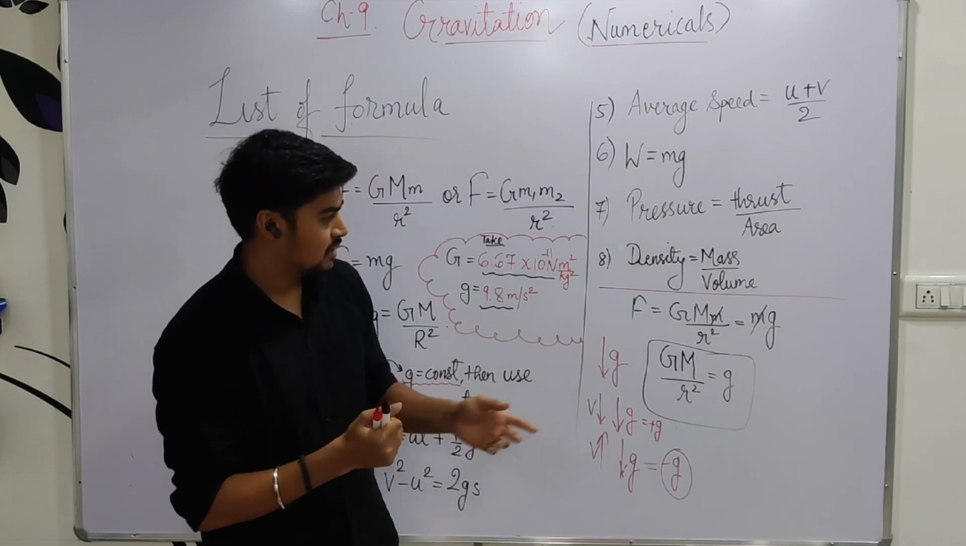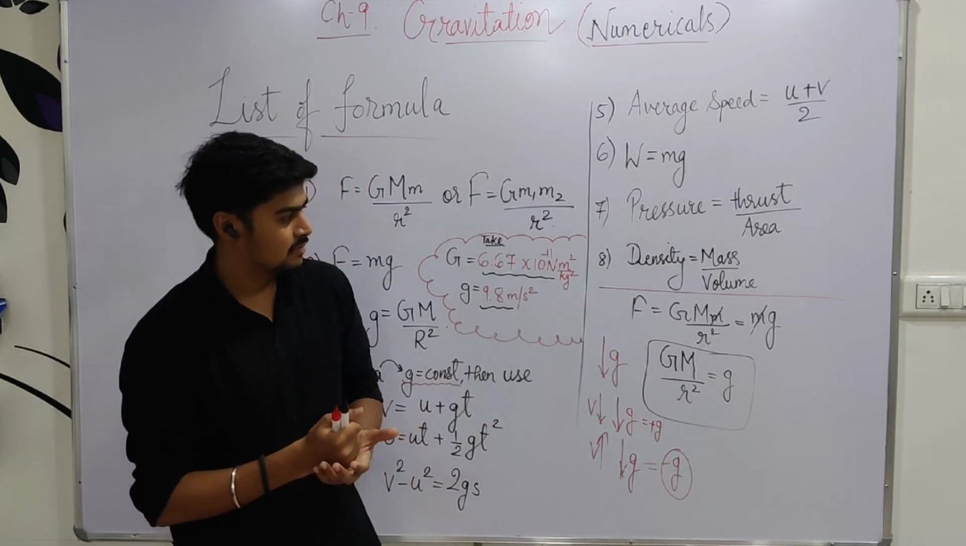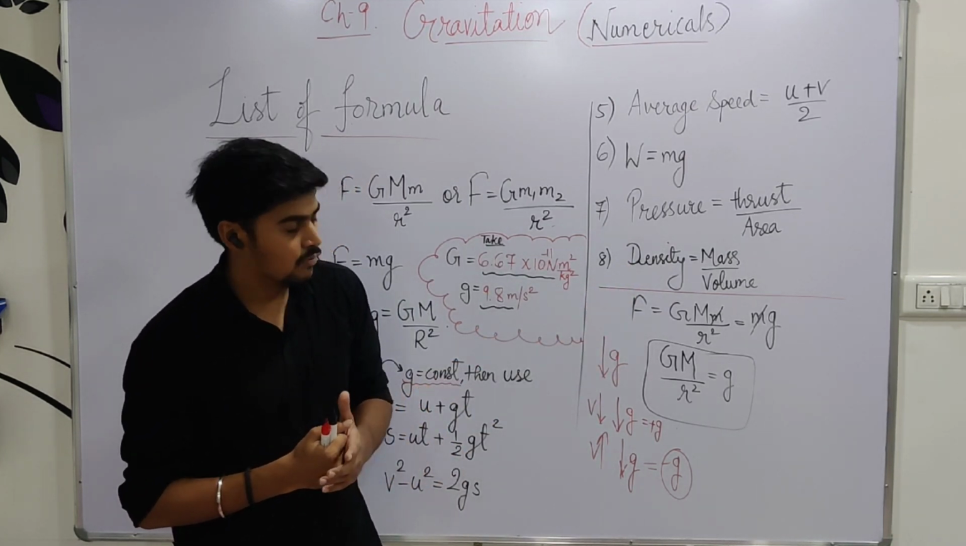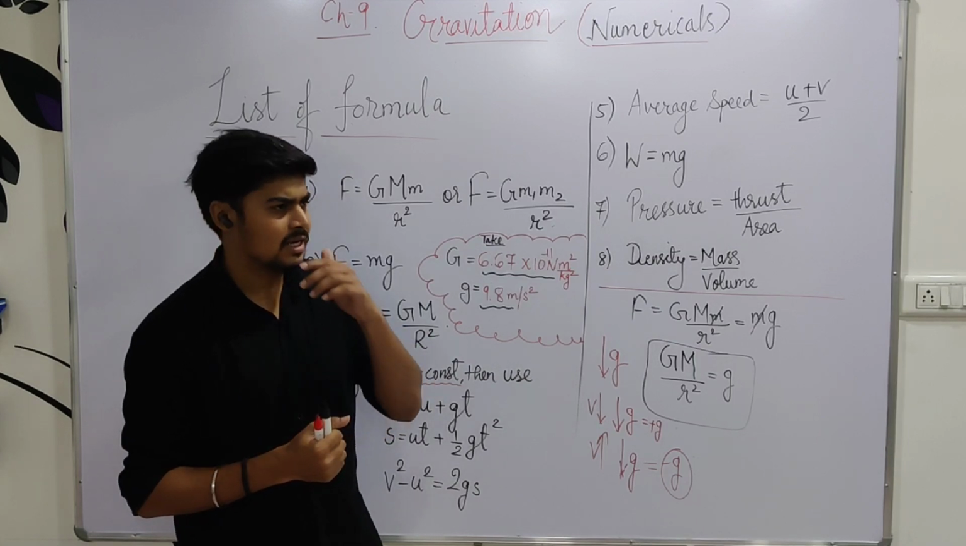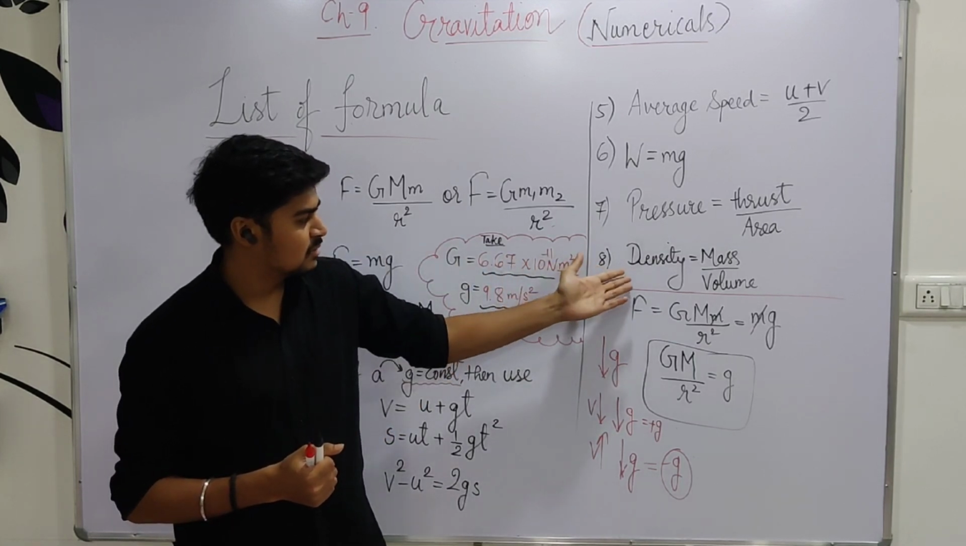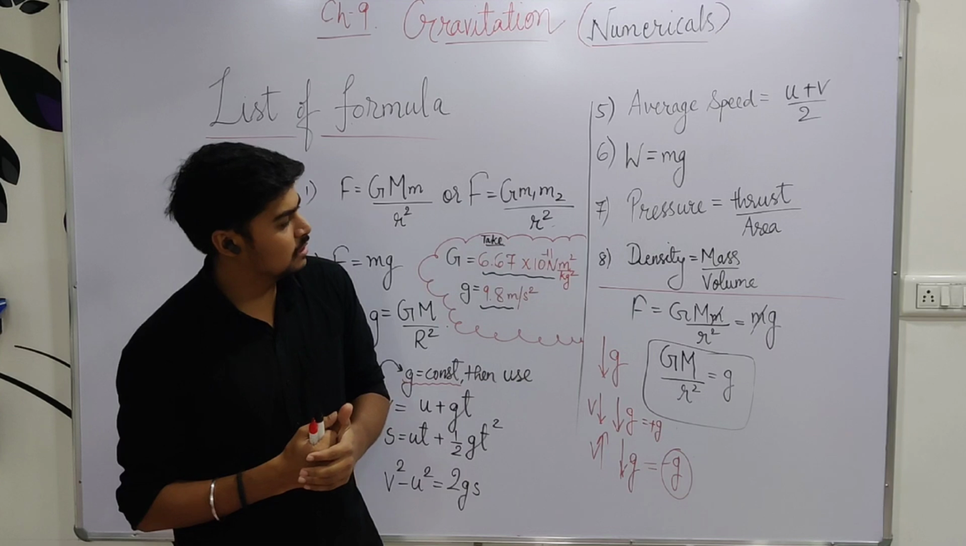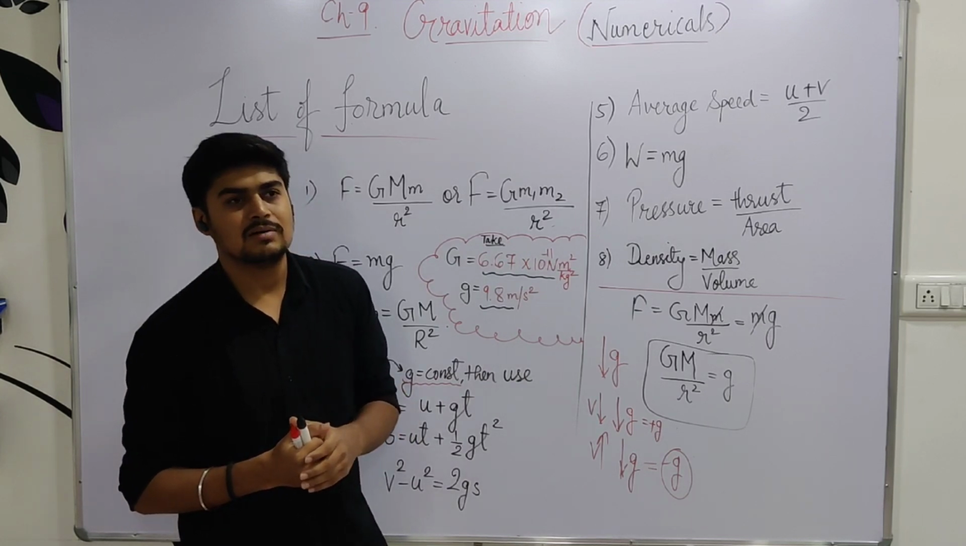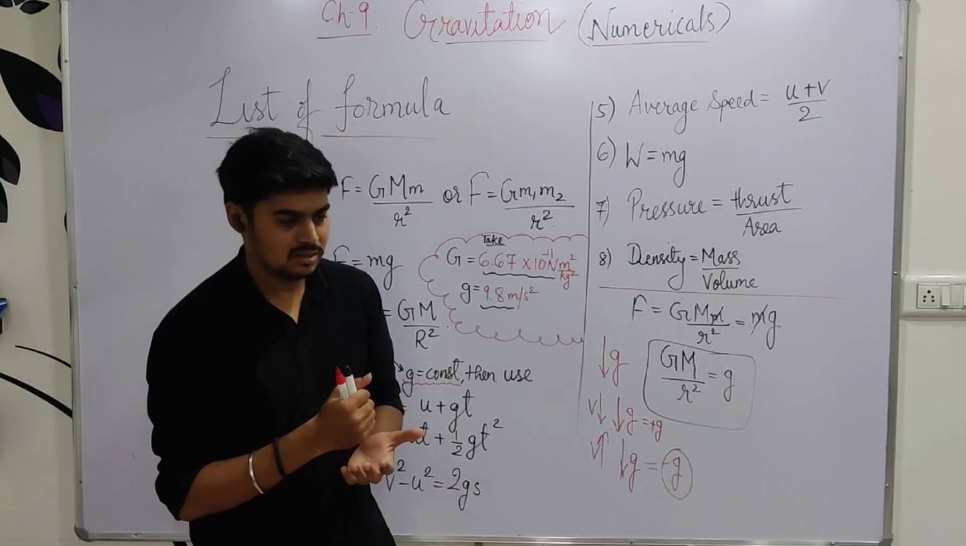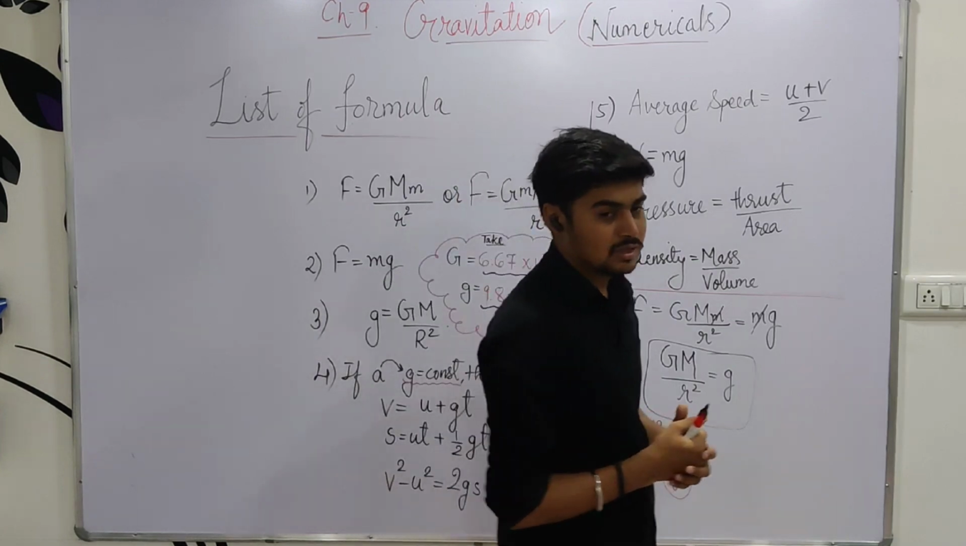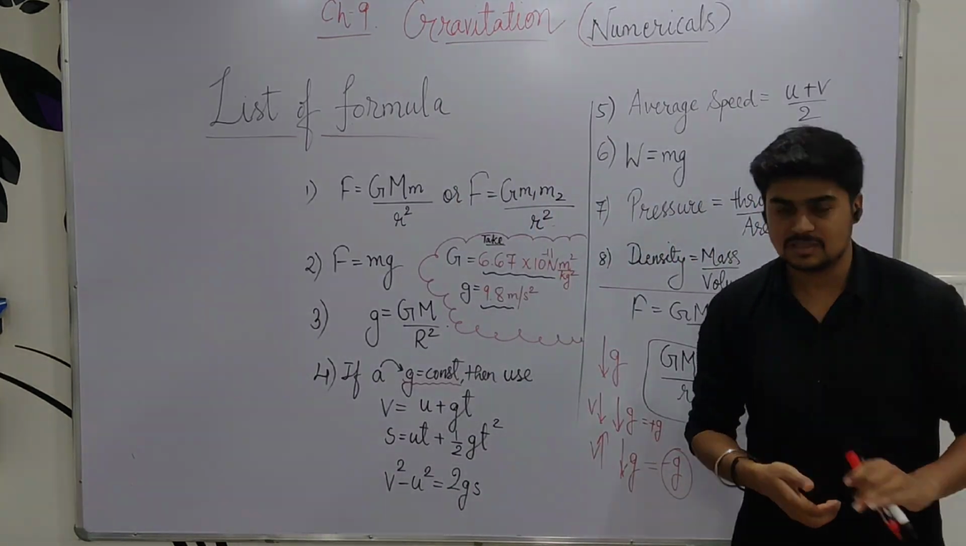And the last formula that we can say is of density, which is equal to mass per unit volume. You can say that this particular formula we will use somewhat when there is an application of Archimedes principle in the numerical. Okay, so without wasting time, let's start solving the question.